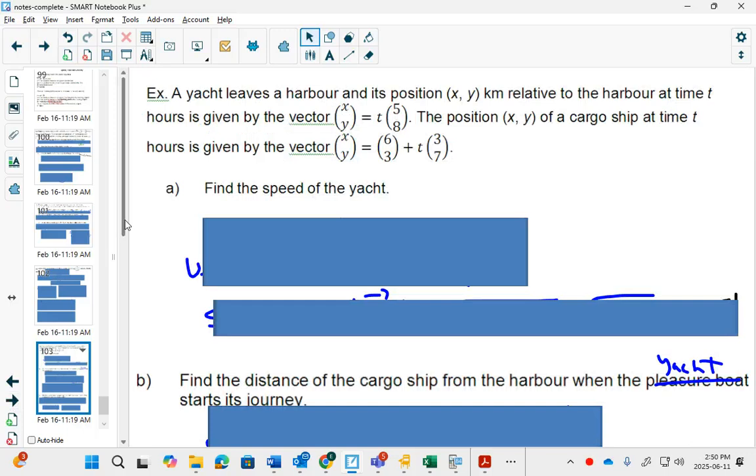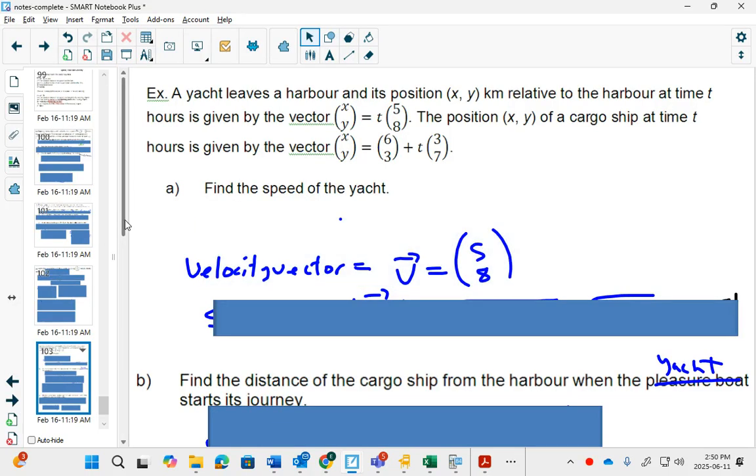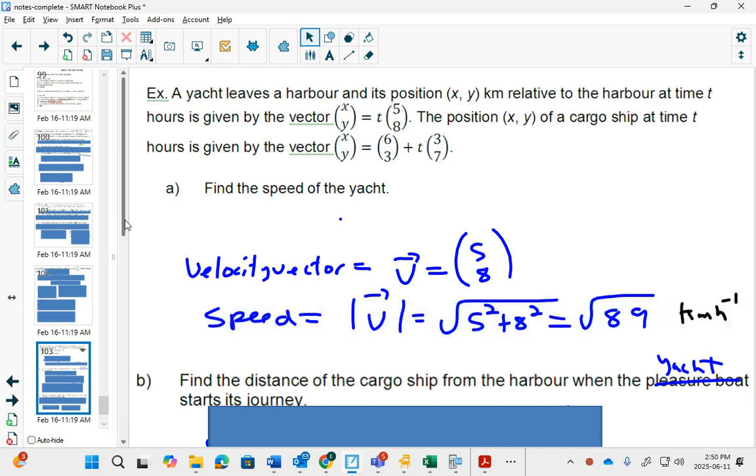A yacht leaves a harbor and its position (x, y) relative to the harbor is given by the vector equation (x, y) equals t(5, 8). A cargo ship at time t is given by (x, y) equals (6, 3) plus t(3, 7). Find the speed of the yacht. So in order to find the speed, we need its direction vector or its velocity vector. Its velocity vector is (5, 8). So its speed is just its length, square root of 89 kilometers per hour.